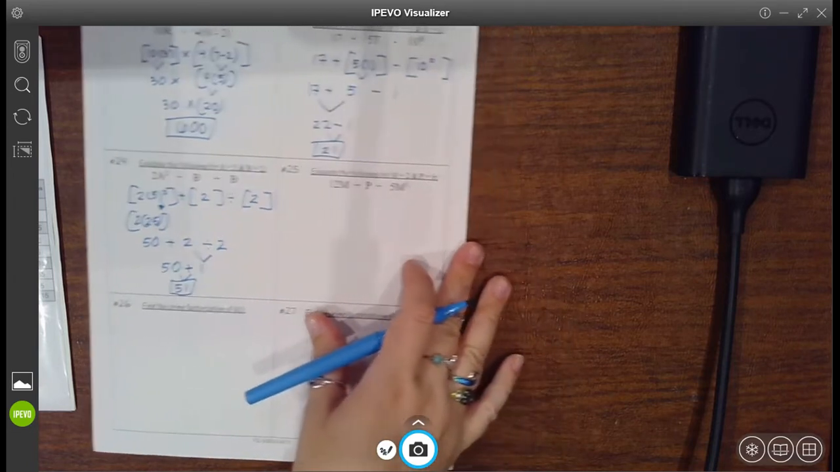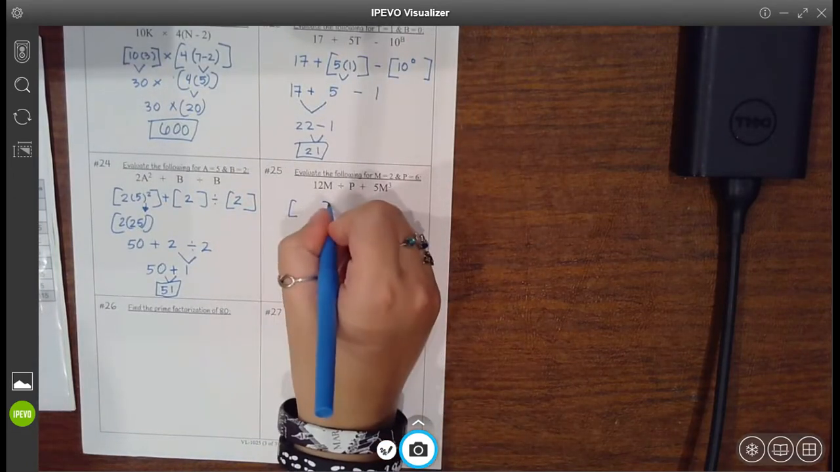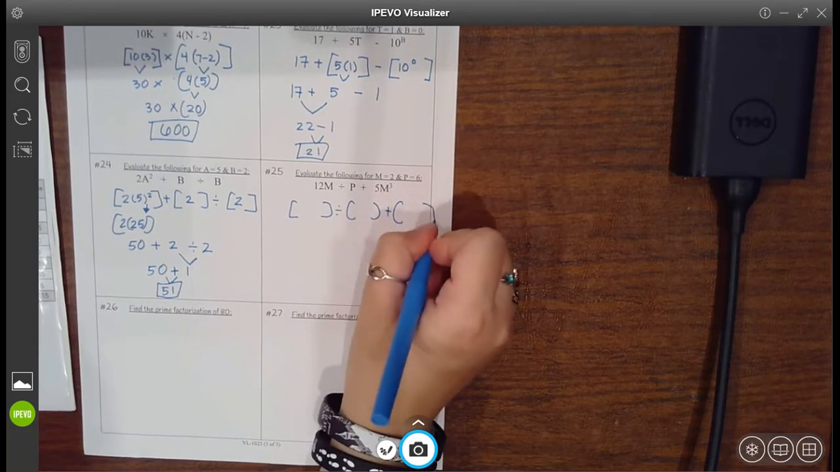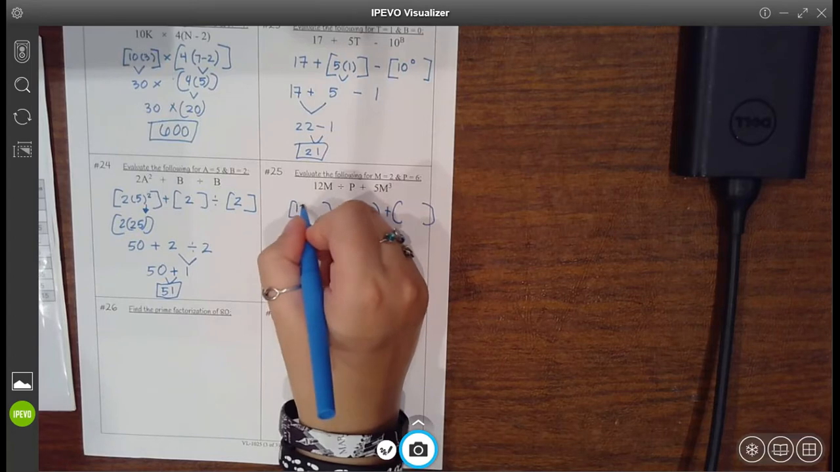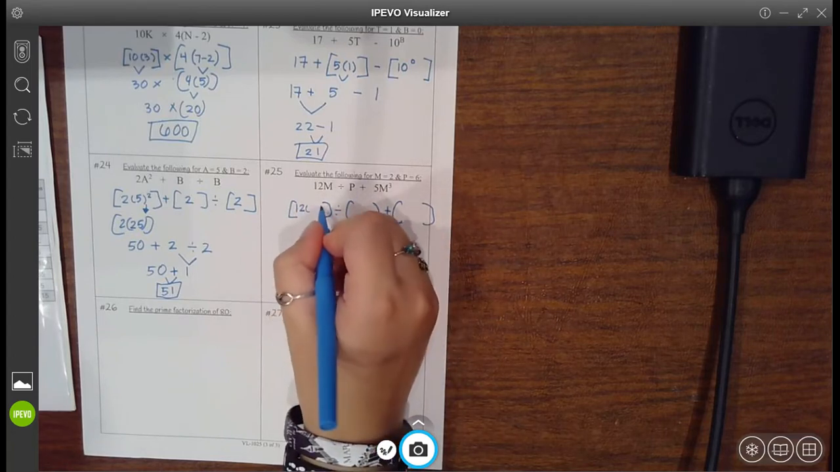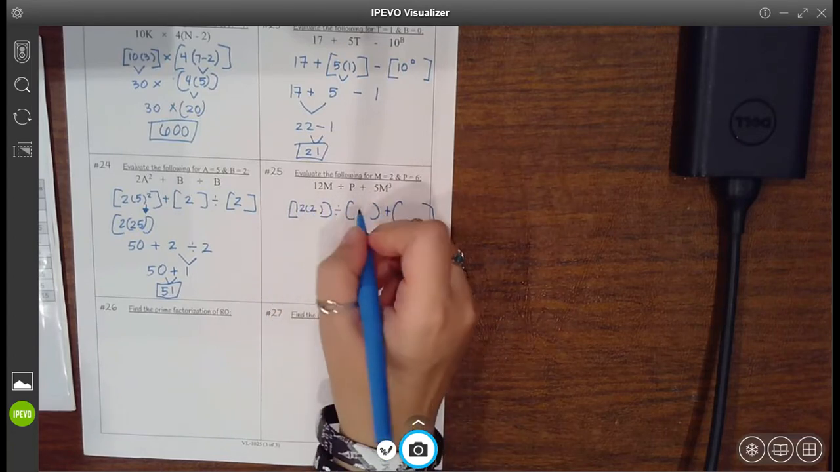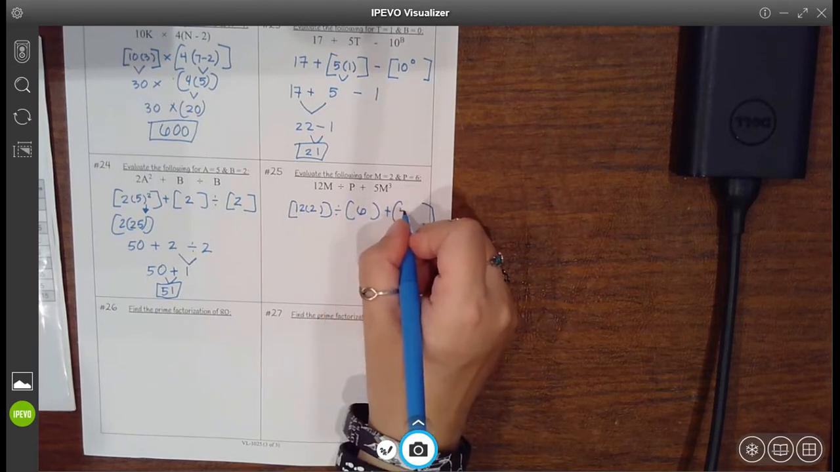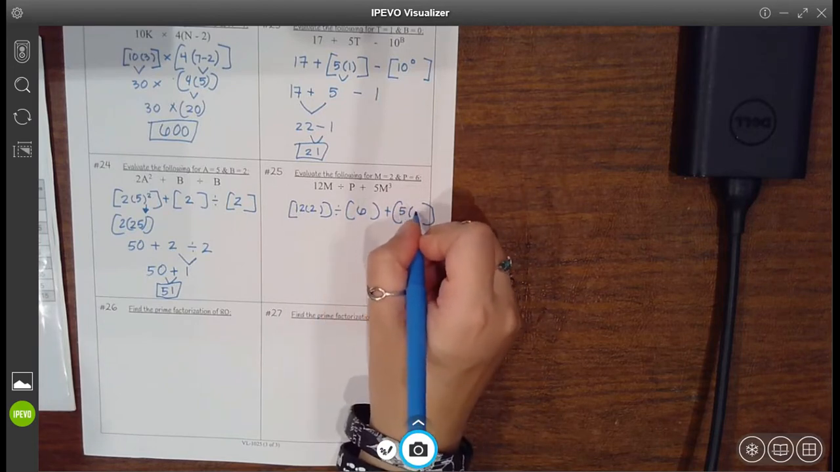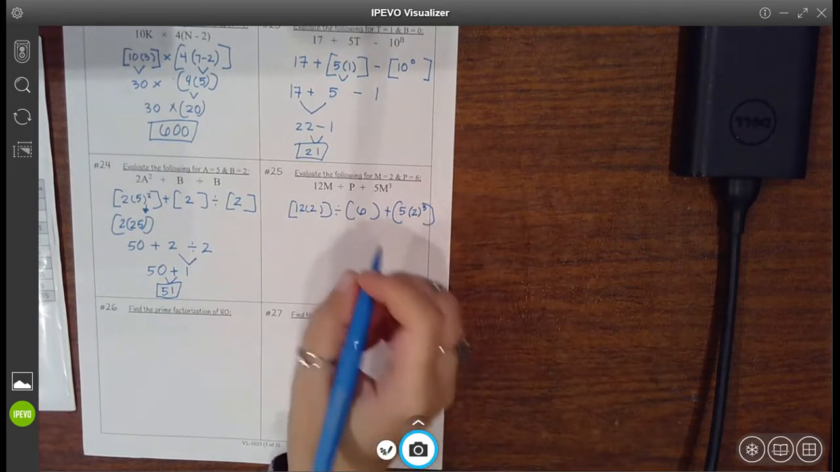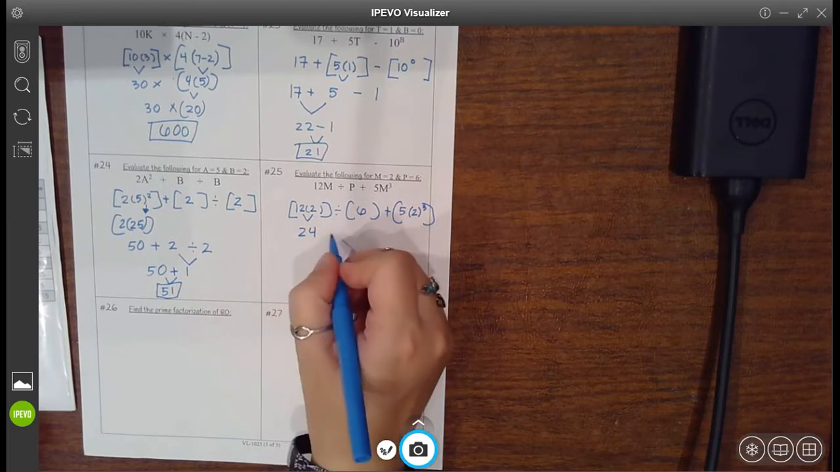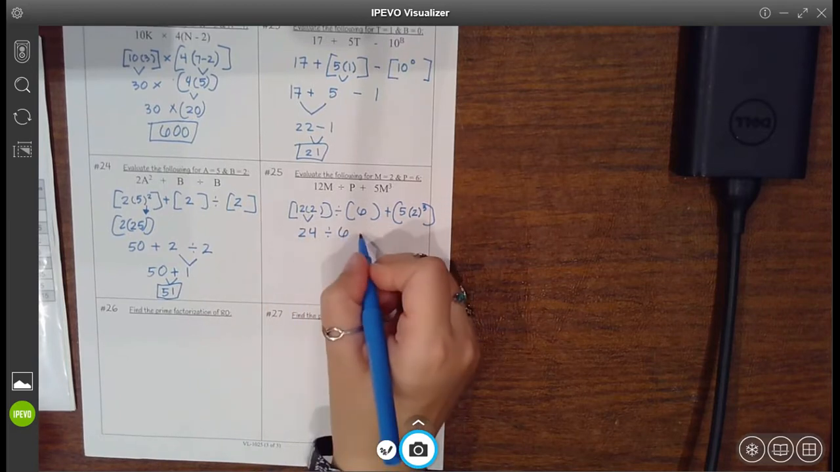I have a term divided by some other term plus some other term. So this term is 12 times m, which is 2. This is just a p, which is 6. And this term is 5 times m, which is 2, raised to the third power. So this term, 12 times 2 is 24. You can bring down the divided by 6.